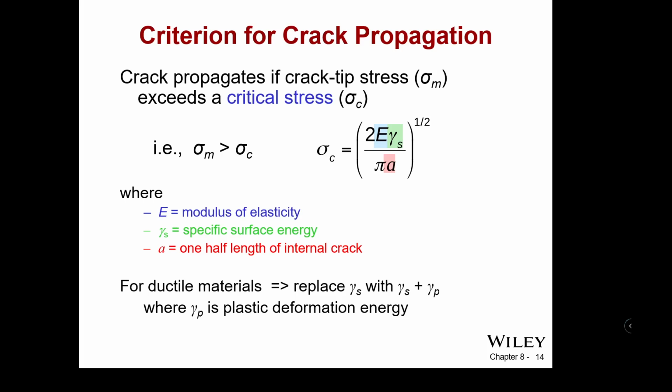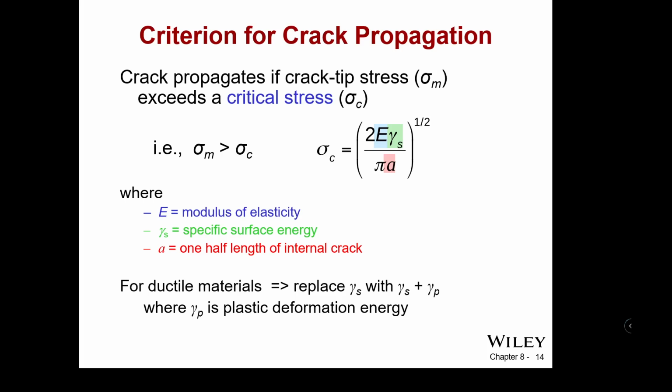That gamma can change significantly, divided by pi times a, the half length of the internal crack, meaning cutting the crack in half to evaluate the energy so that you're not double counting the amount of energy. You're only looking at half of the picture because there's a mirror effect that happens there. The square root of that quantity is the critical stress, and where the crack tip stress exceeds the critical stress, the crack will propagate. That rationally makes sense, so we shouldn't be very surprised by it.